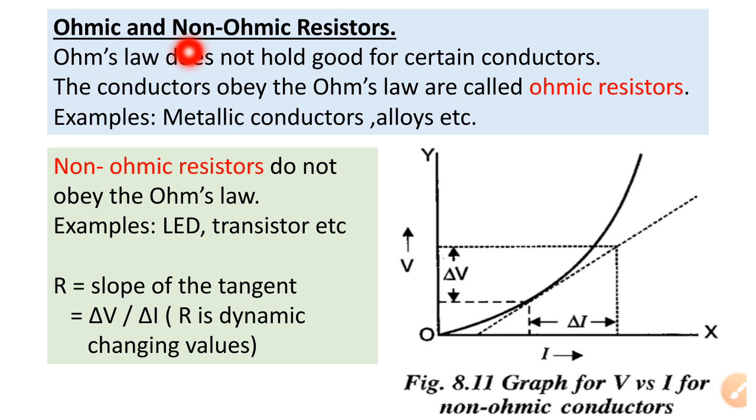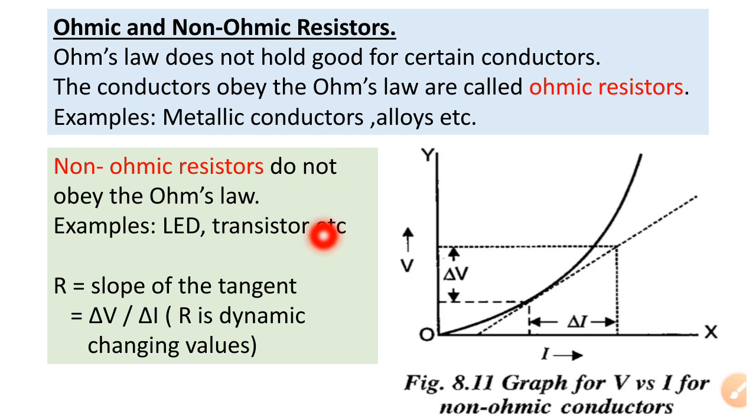and non-ohmic resistance. For the ohmic resistance, the definition is like that: Ohm's law does not hold good for certain conductors, and those conductors that obey Ohm's law are called ohmic resistors, and those conductors which do not obey Ohm's law are called non-ohmic. So non-ohmic means which do not obey Ohm's law, and ohmic means which obey Ohm's law.